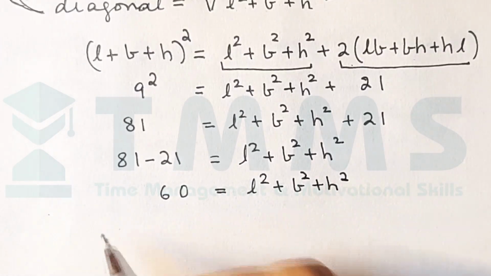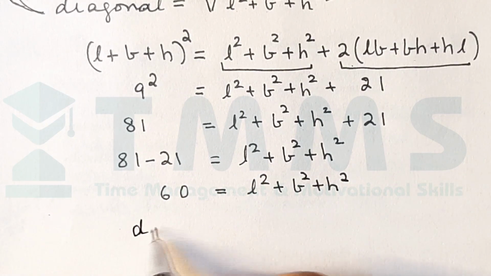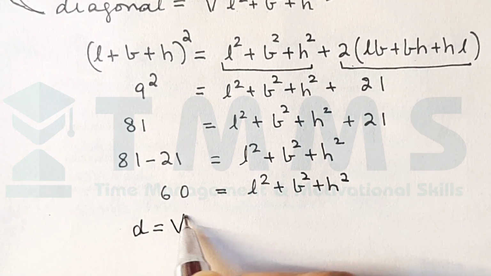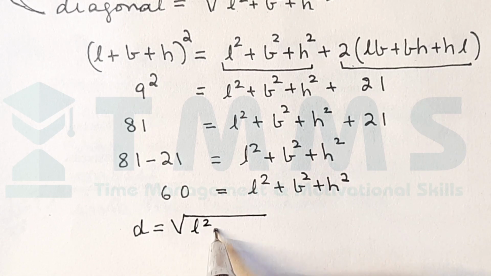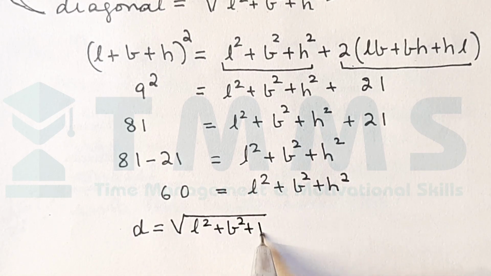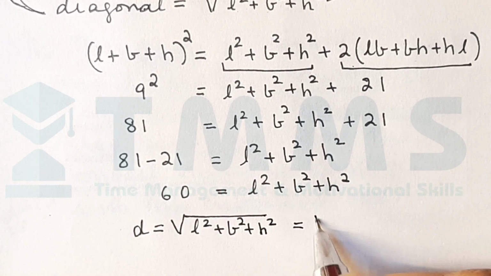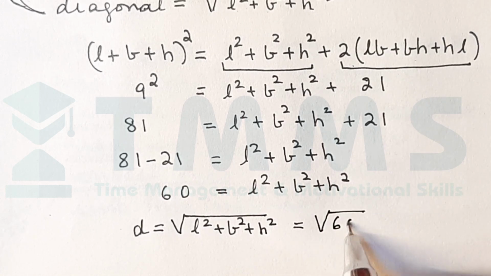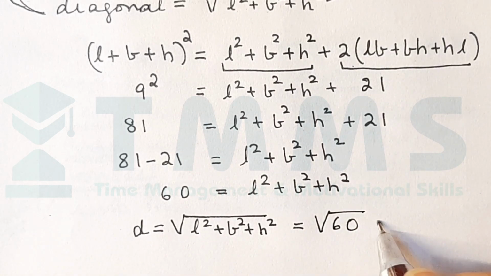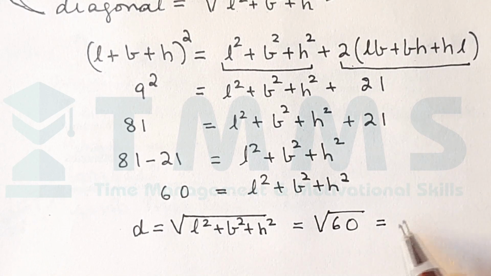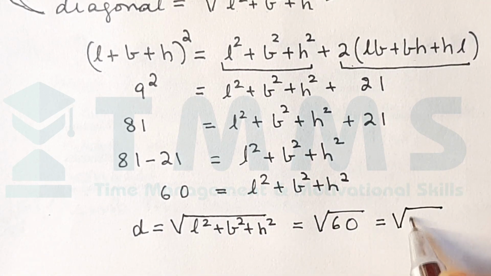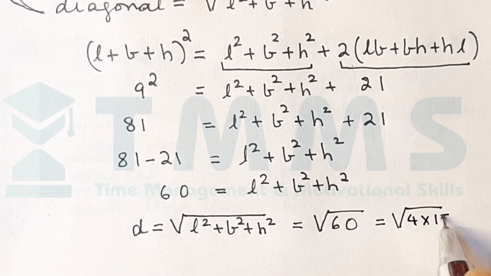But now we want the diagonal. What is our formula for diagonal? It is under root L square plus B square plus H square. So that becomes under root, tell me. Isn't that right? Okay. So now we will write this as under root 4 into 15.